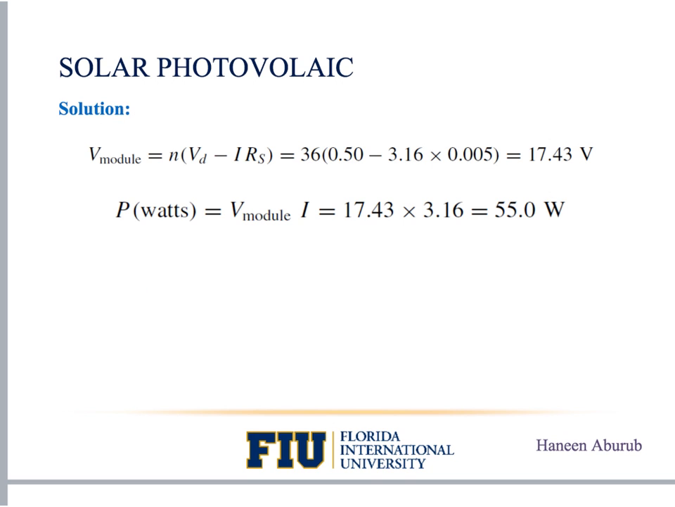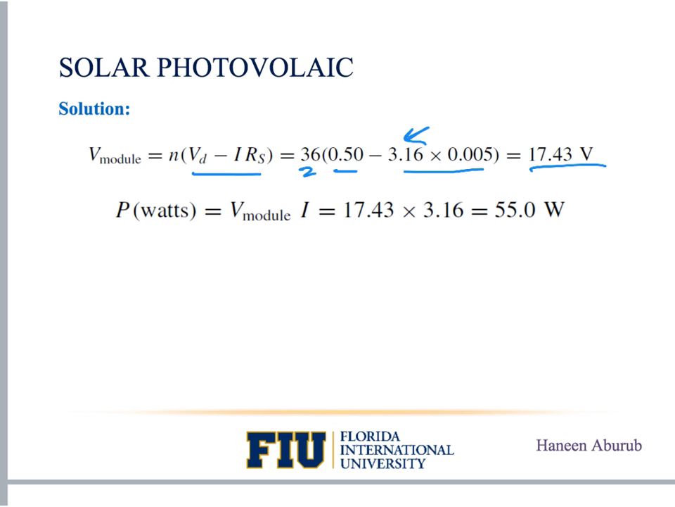Now what about the voltage of the module? The voltage of the module is the summation of the voltage of each cell. The voltage of each cell is the V diode minus IRS. VD is 0.5 and IRS is 3.16 times 0.005. This 3.16 is the current that we calculated in the previous slide, and they are all times 36, the number of the cells that we have. This will give you the voltage across the module.